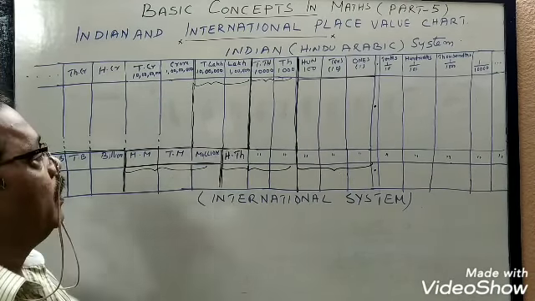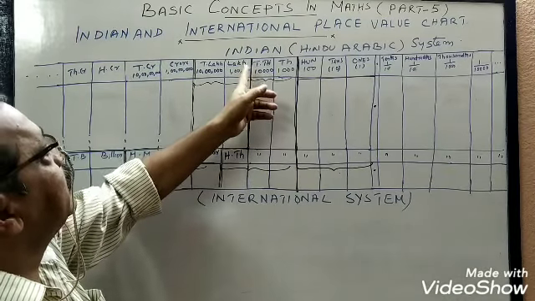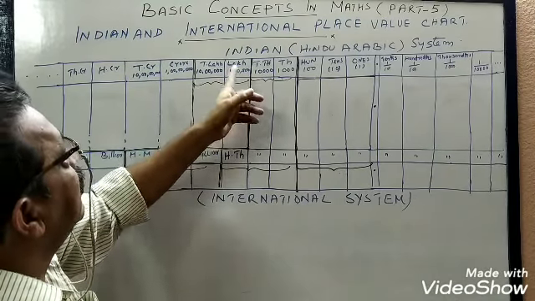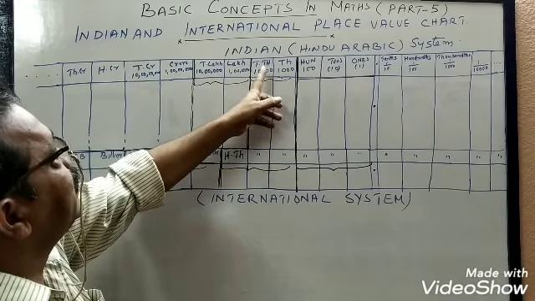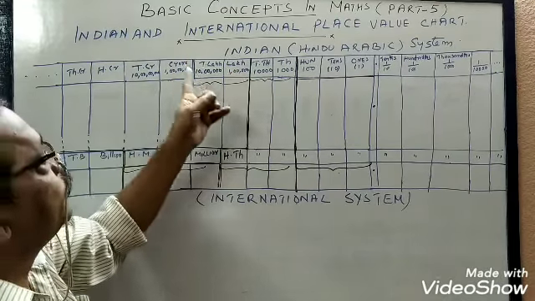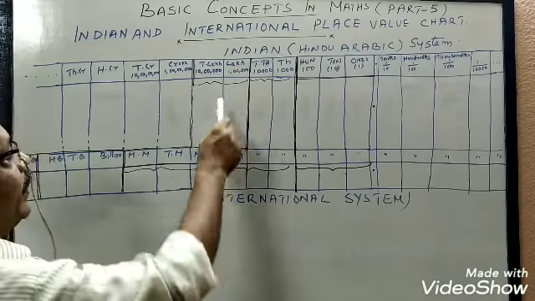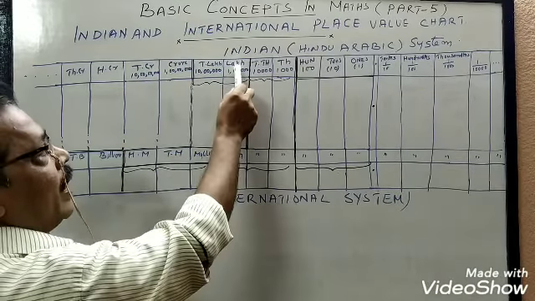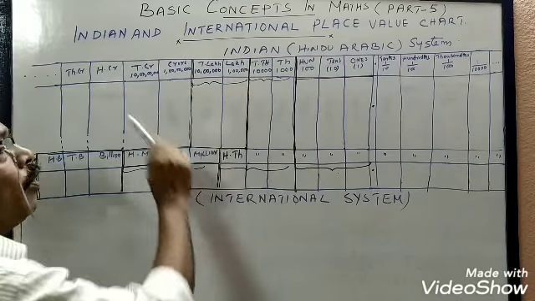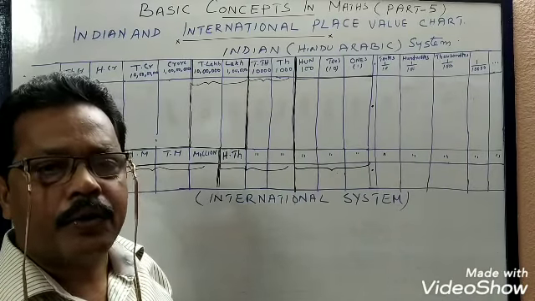Some children use both the systems combined. That is, in the Indian system there is 1000, 10,000, then 100,000 they use, and then they confuse it with the lakh and 10 lakh. So there should be no confusion. What is 100,000? 100,000 is equal to lakh. This lakh, crore and all are in the Indian system only. In the international system there is no lakh, crore and all.